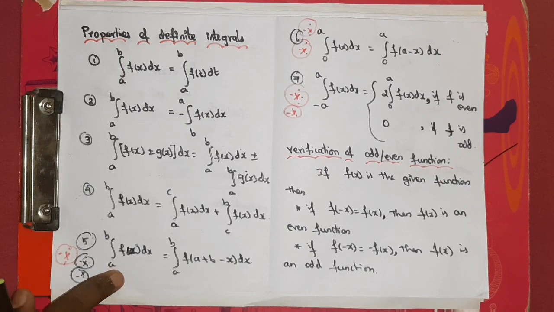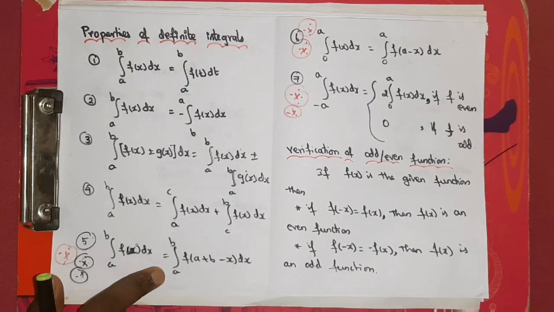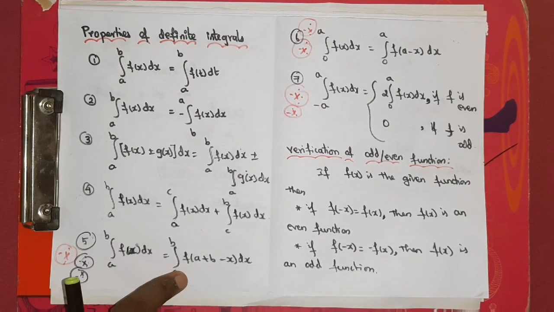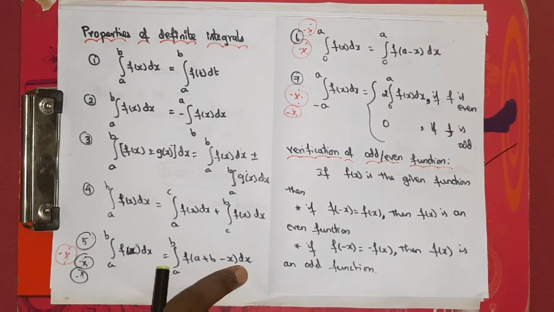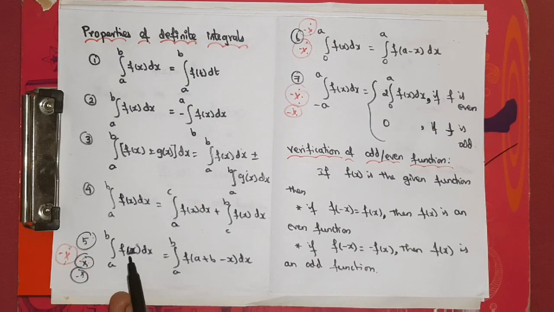So the property is integral a to b f of x dx equals integral a to b f of the sum of the limits minus x, into dx. In this, you will be replacing the x by a plus b minus x.